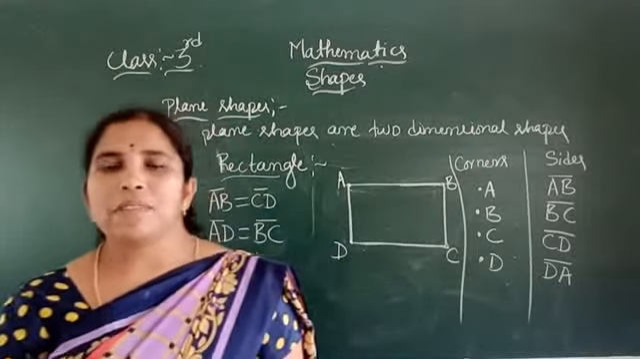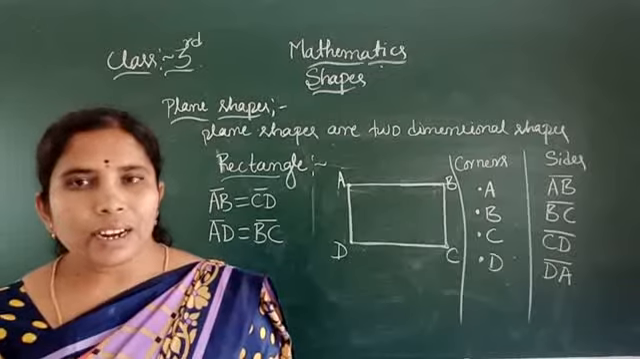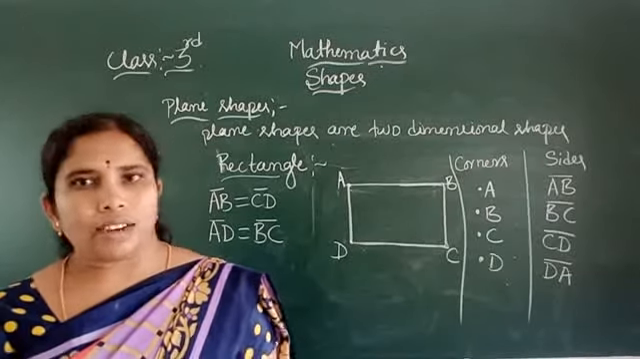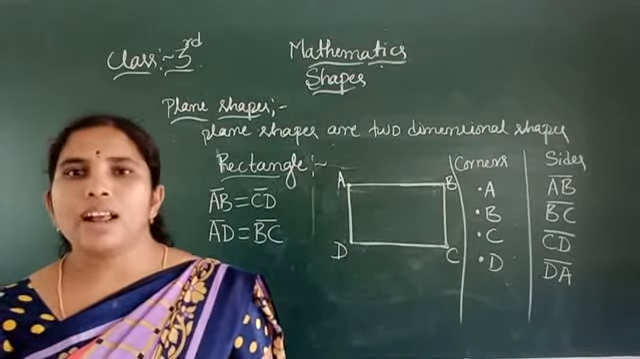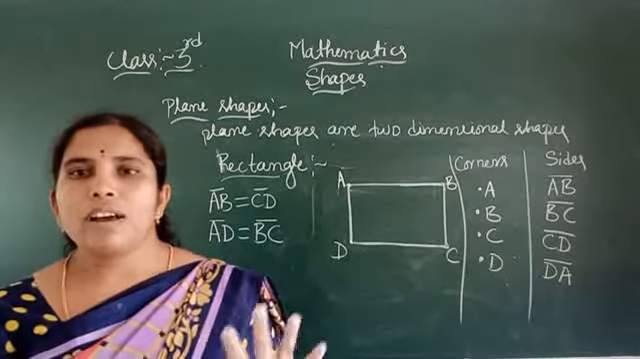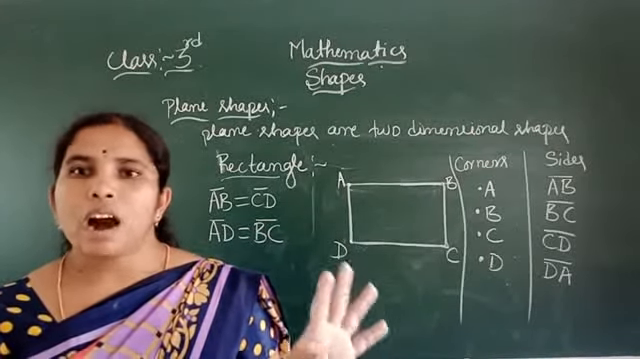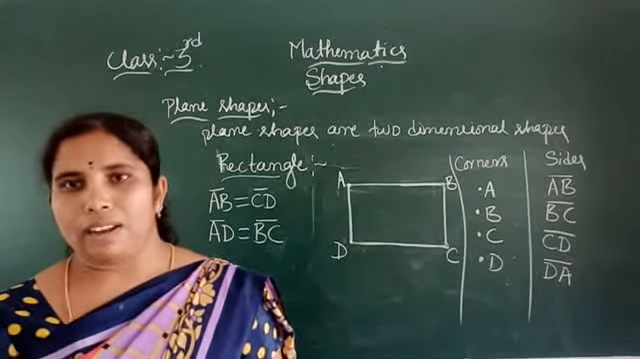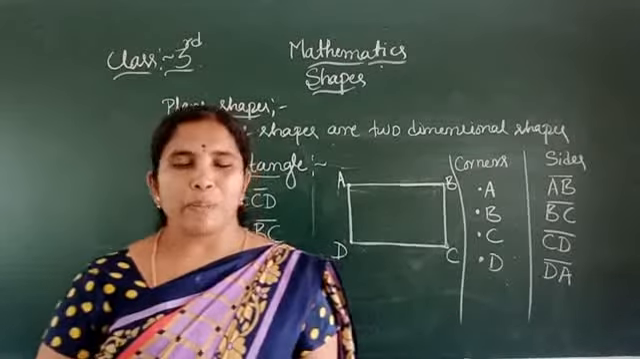And we discussed some plane shapes. The first plane shape is the triangle. In a triangle there are 3 corners and 3 sides. The second plane shape is the rectangle. In a rectangle there are 4 corners and 4 sides. And one more important thing: opposite sides of a rectangle are equal. That is important.